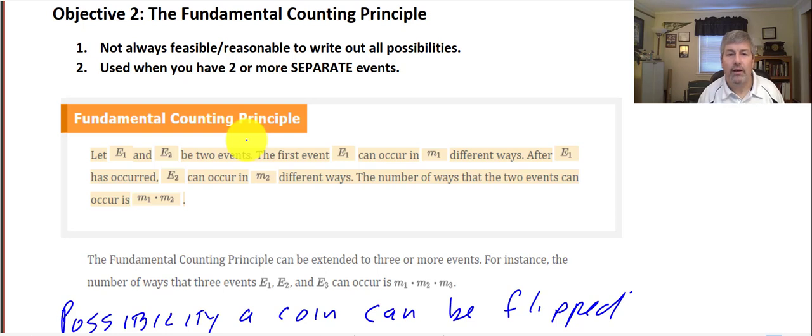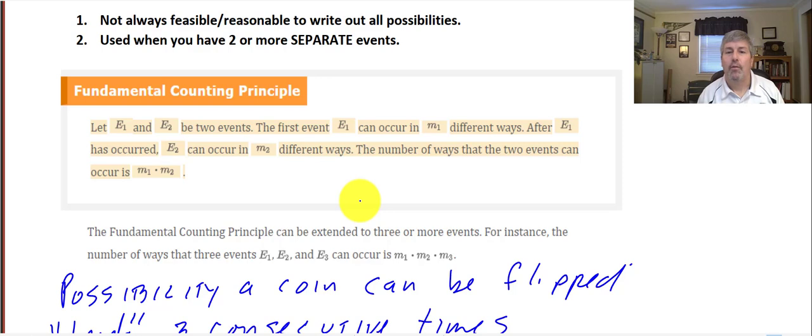The fundamental counting principle can be extended to 3 or more events. If we have 2 events like flipping a coin, the first event can occur in how many ways? Flipping a coin, it can only occur in 2 ways, heads or tails. As opposed to the die, it can happen in 6 ways. You can get a 1, a 2, a 3, a 4, a 5, or a 6. Event 1 can occur in 2 different ways. And after that occurs, then event 2 can occur in how many different ways? The number of ways 2 events can occur is essentially M1 times M2.